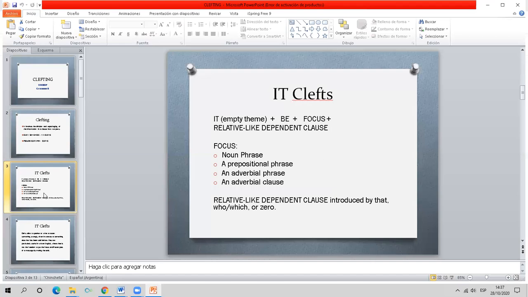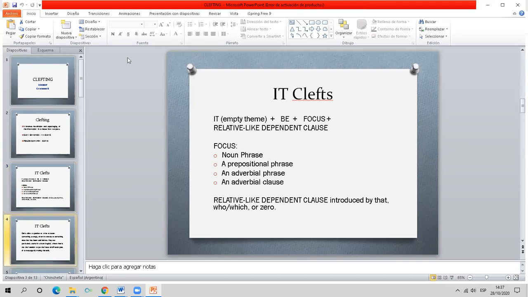Which are the elements that may constitute the focus within an it cleft? Well, it may be a noun phrase, a prepositional phrase, an adverbial phrase, or an adverbial clause. This relative-like dependent clause may be introduced by that, who, which, or zero.